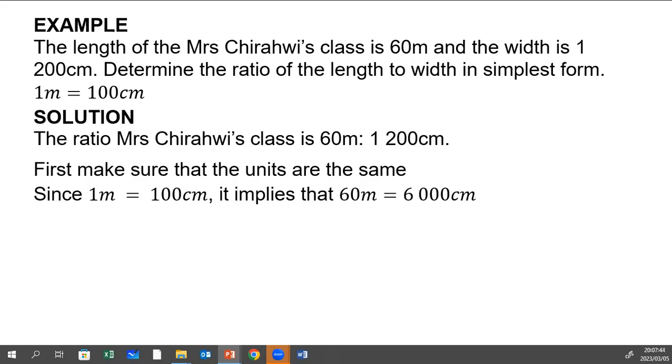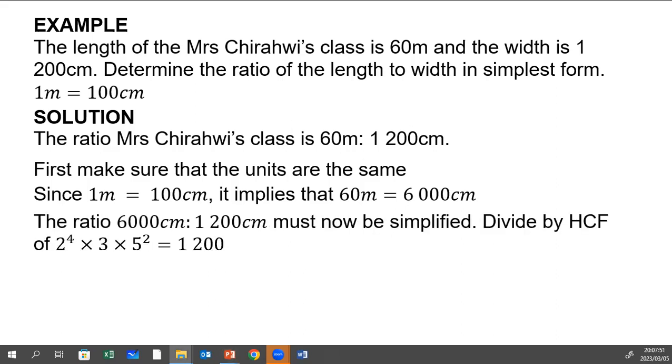Find the highest common factor, which in this case will be 1,200, and divide both parts of the ratio by that 1,200. You will end up having 5:1.